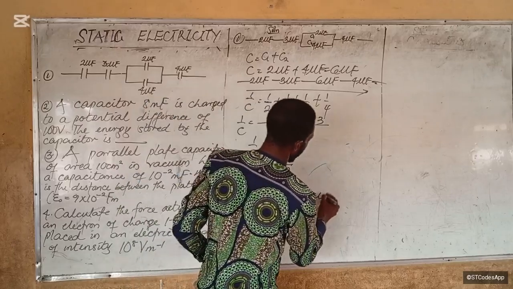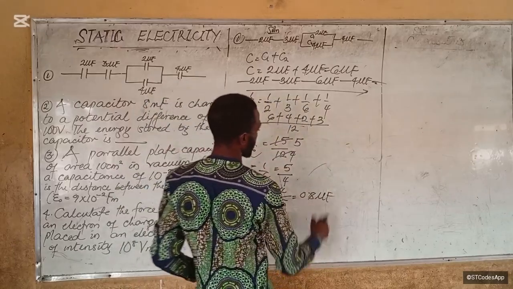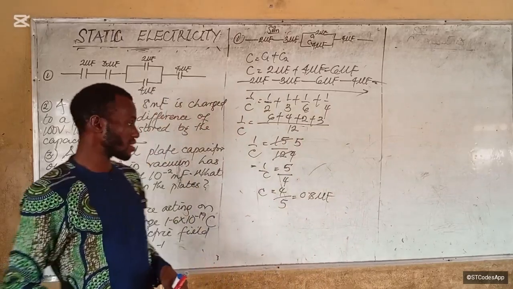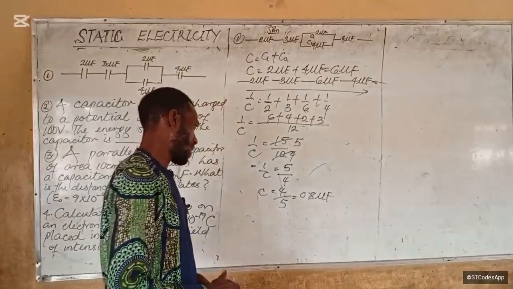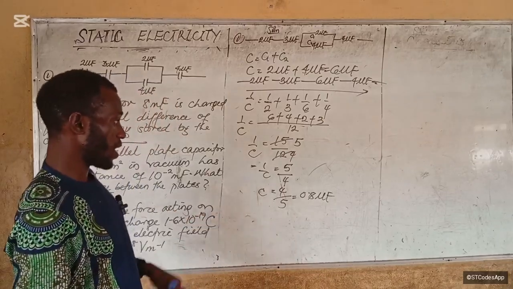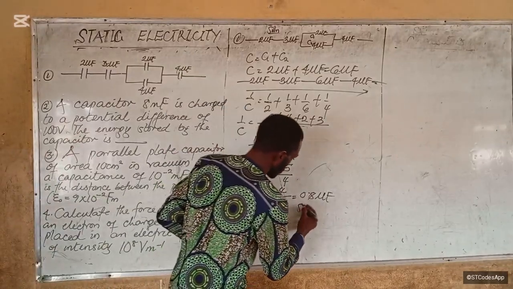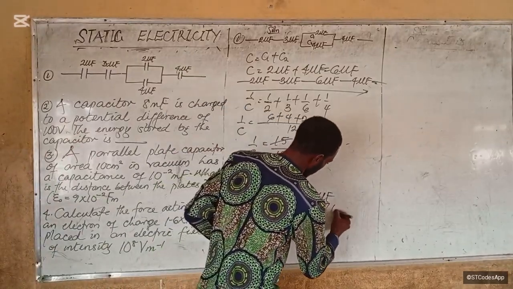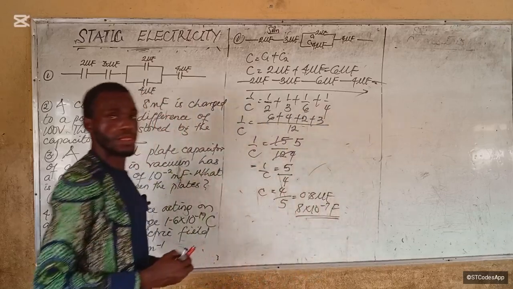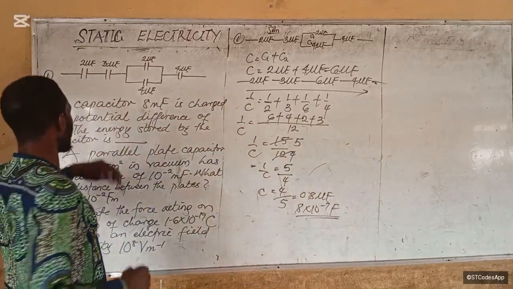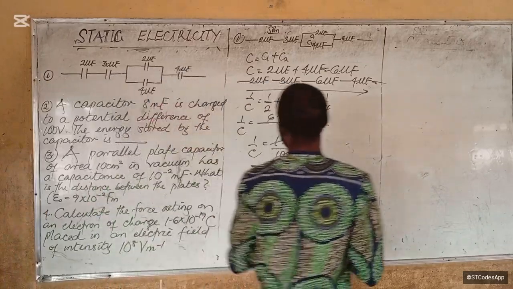0.8 microfarad or 0.8 times 10 to the power minus 6 farad. Or 8 times 10 to the power minus 7 farad. So you can see this in the options: 8 times 10 to the power minus 7 farad. That's the answer. Alright.